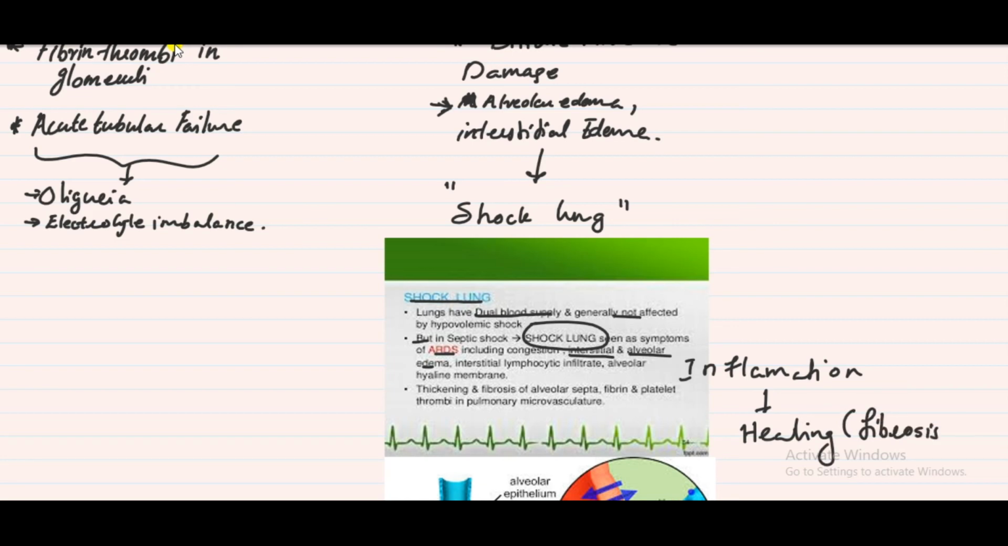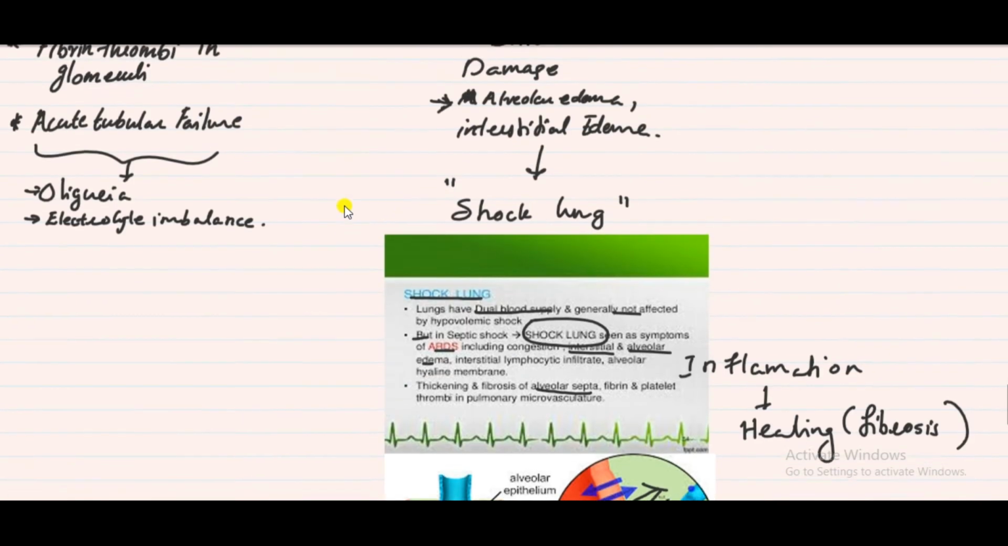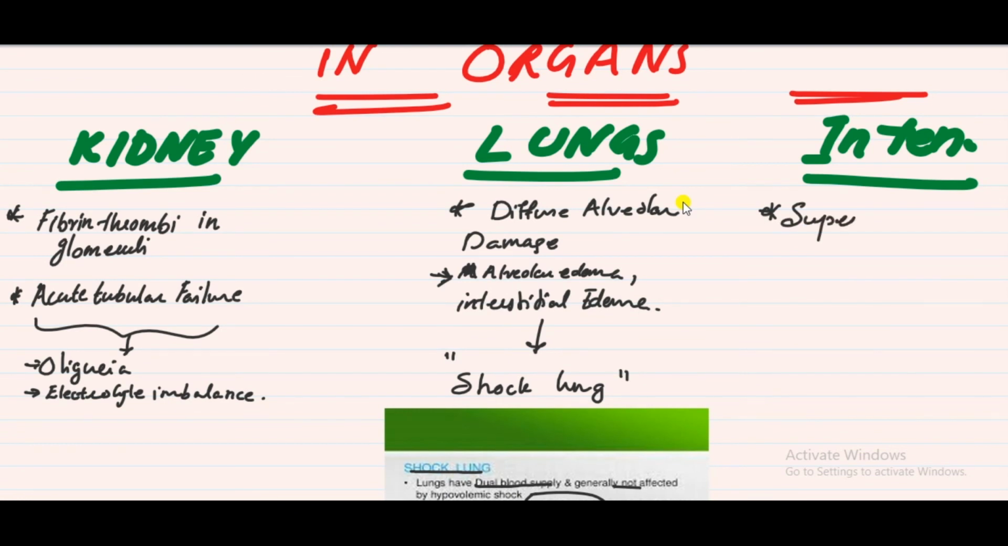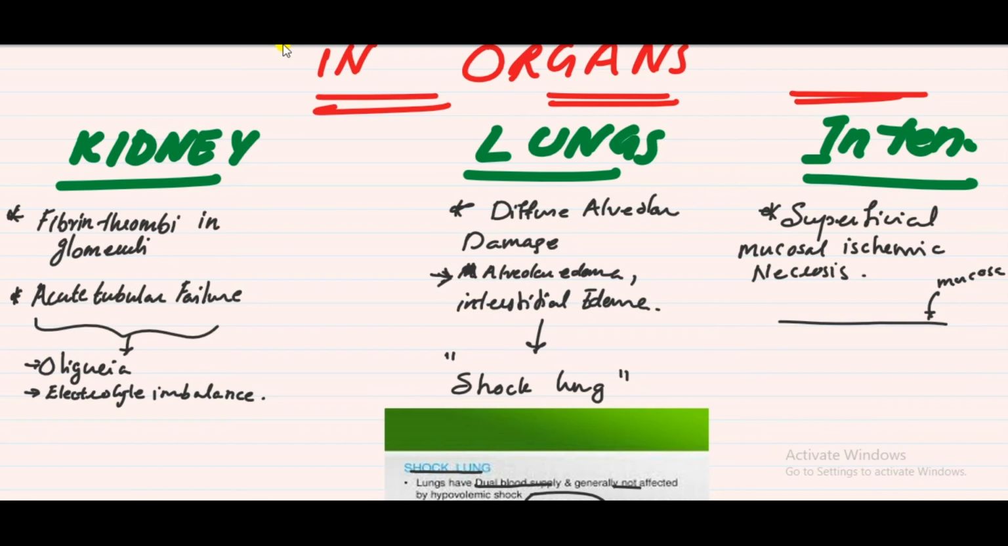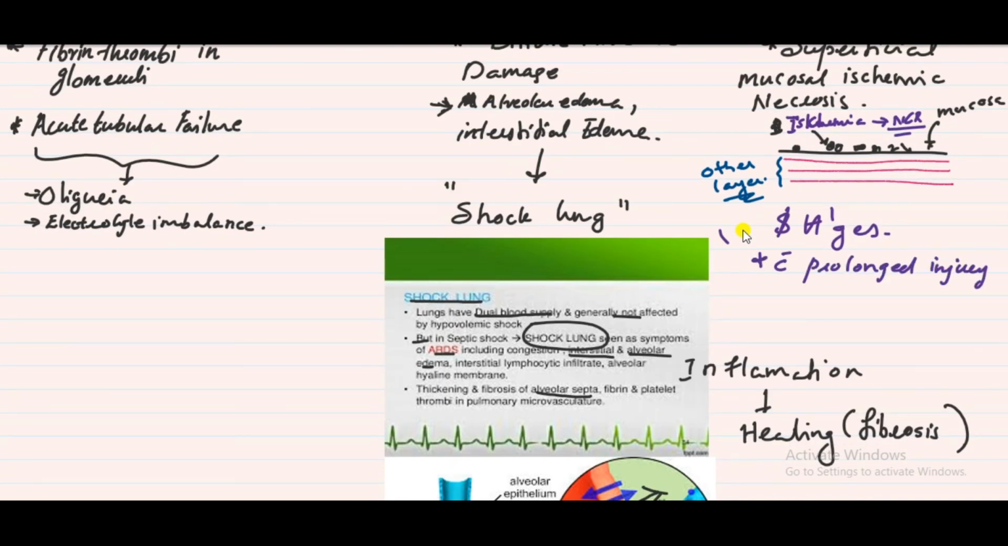You can see the alveolar septa is thickened here, and exudation will release interstitial fluid. We can see alveolar edema in shock lung. Intestine shows superficial mucosal ischemic necrosis and hemorrhages with prolonged injury. Bacteria may ensue, and I draw here the mucosal membrane, and here ischemia and necrosis happen. In hemorrhage, prolonged injury and bacteria may occur.